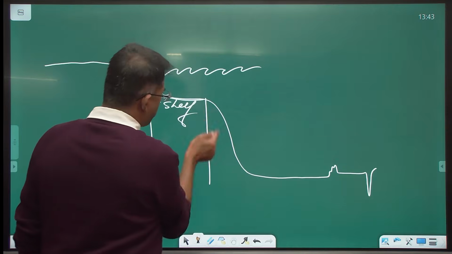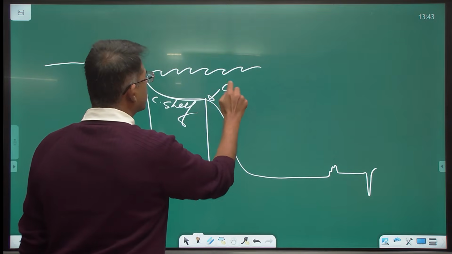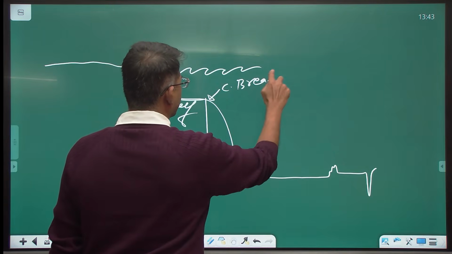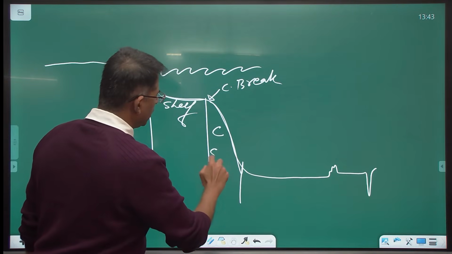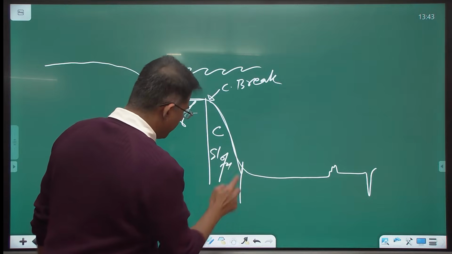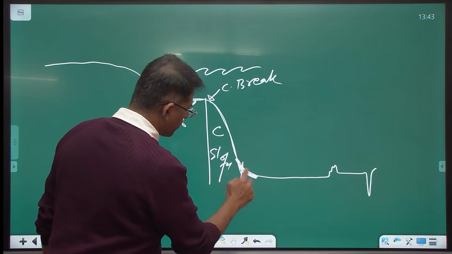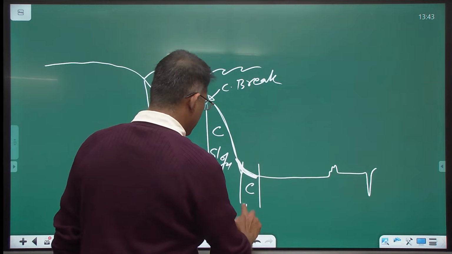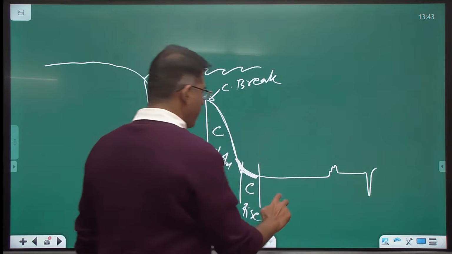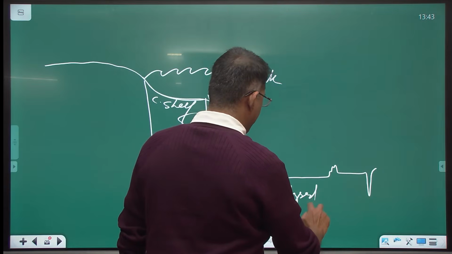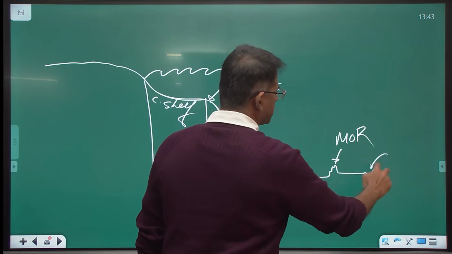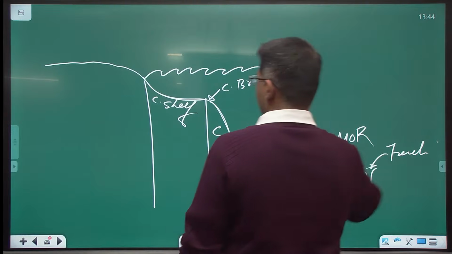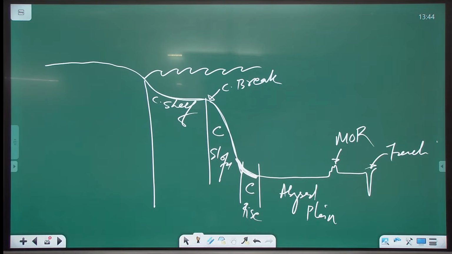shelf. Where the turn happened, this is called the continental break. And then the slope, this is called the continental slope. And we have a transition zone here. This is called the continental rise. And the flat plain is abyssal plains. This is the moat, and this is the trench. Okay. This is the continent.